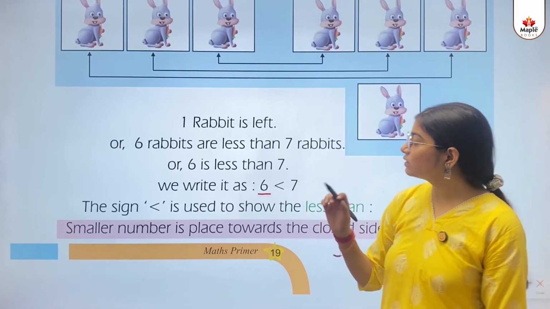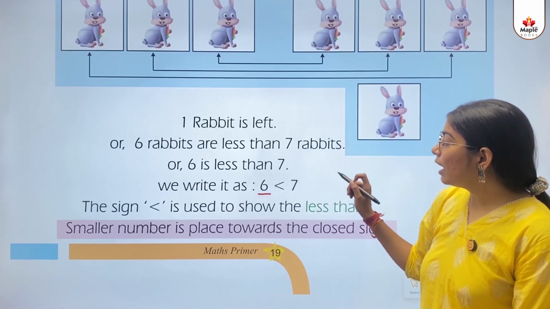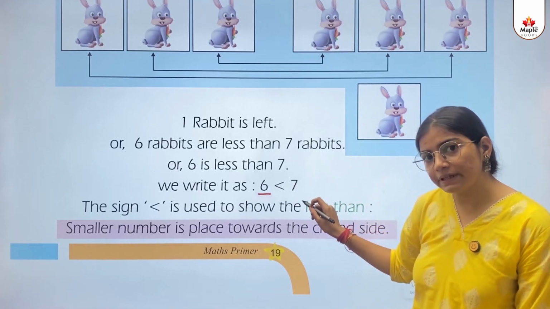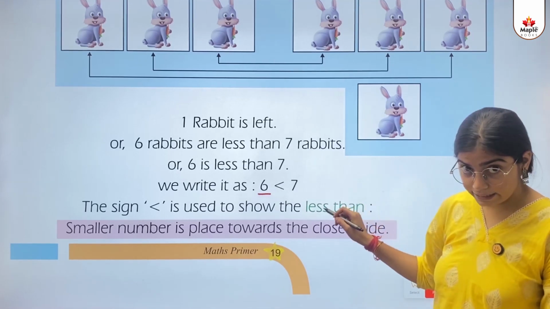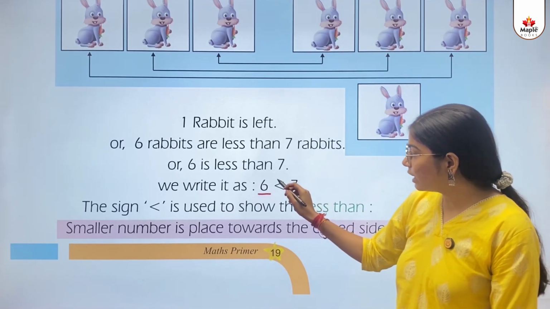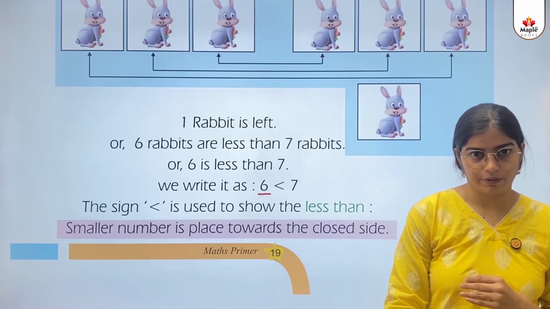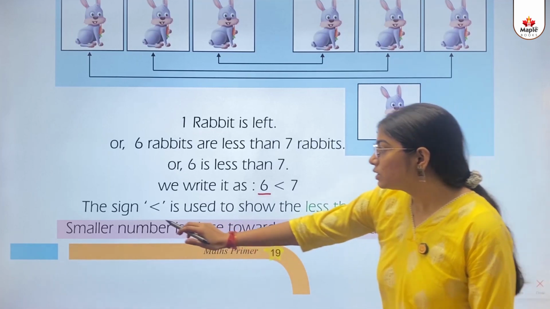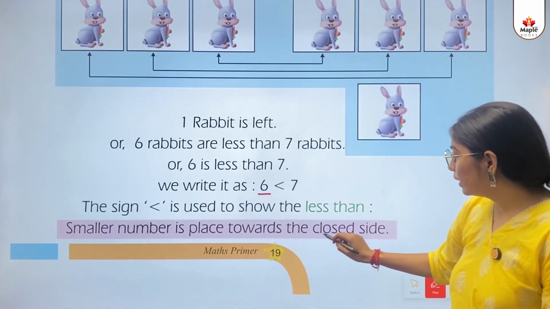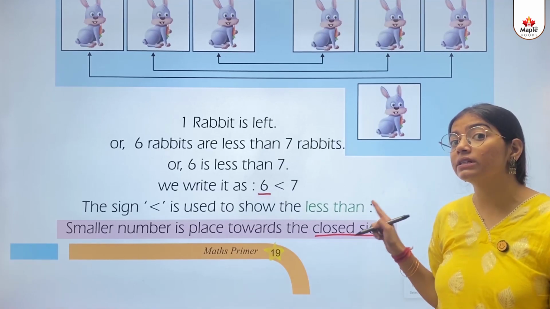In the previous concept, I already told you that the greater numbers are put on the open side. But in this case, in the less than case, the smaller numbers are put on the close side. So this is the difference we need to remember. Okay kids, simple. Smaller number is placed towards the close side. That is very important. We need to remember this.